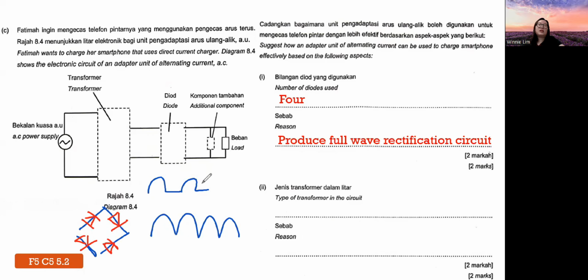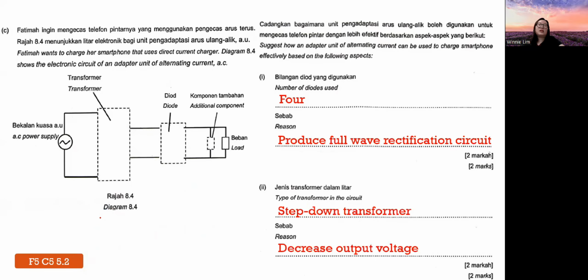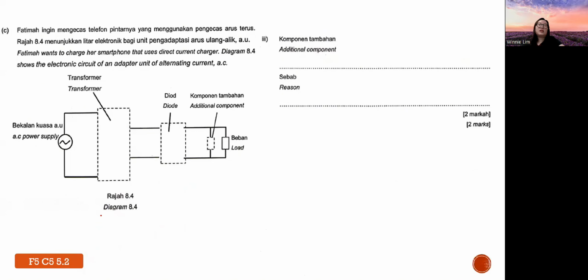And then the transformer used in this circuit is what? Will it be step up or step down? They want a lower voltage, so you need to use step down. The reason: to decrease the output voltage. And lastly, what you need to add in.